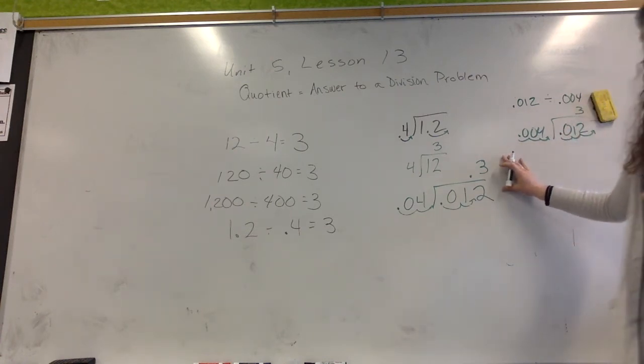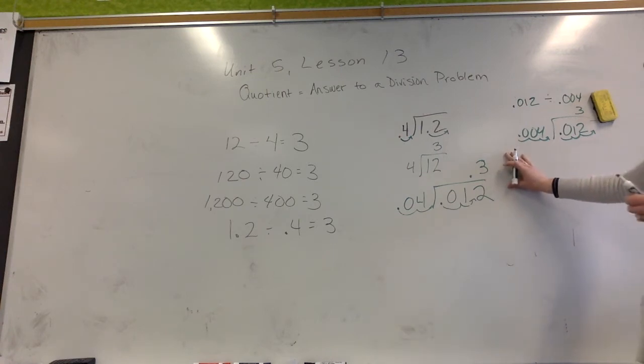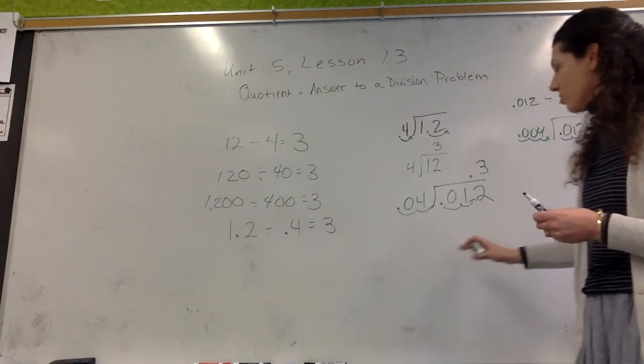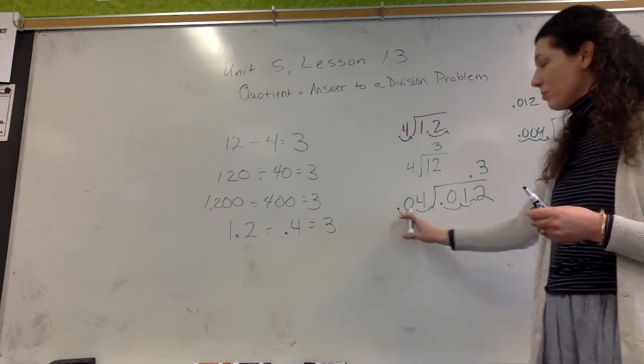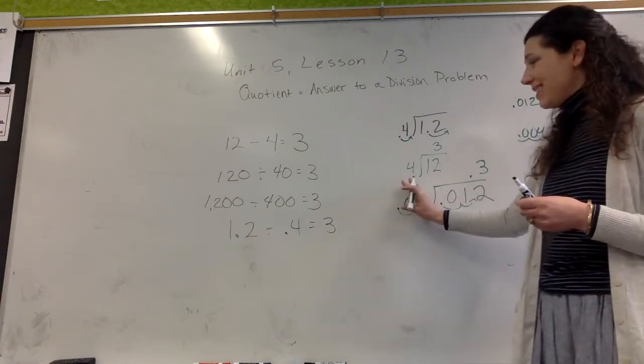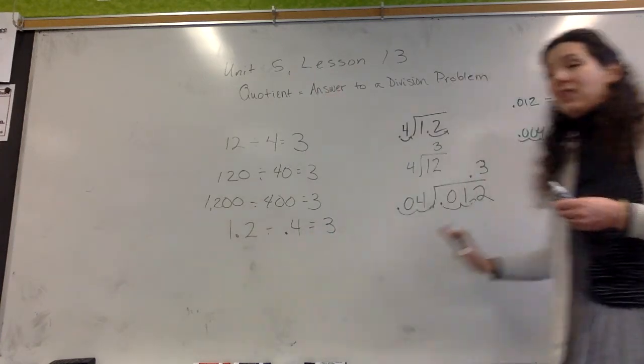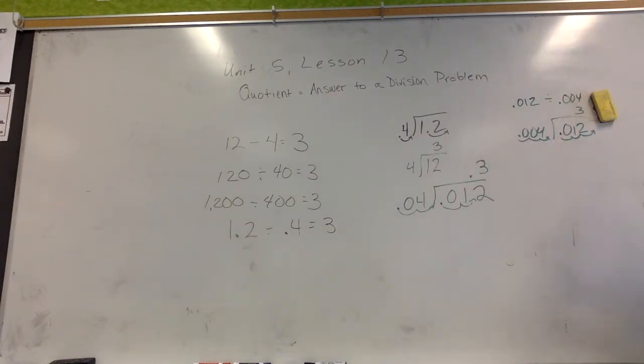This one is different. This one didn't work, meaning the answer was not 3, because the decimal here only shifted 3 places and the decimal here only shifted 2. So this one is not equivalent to any of these or this, okay?